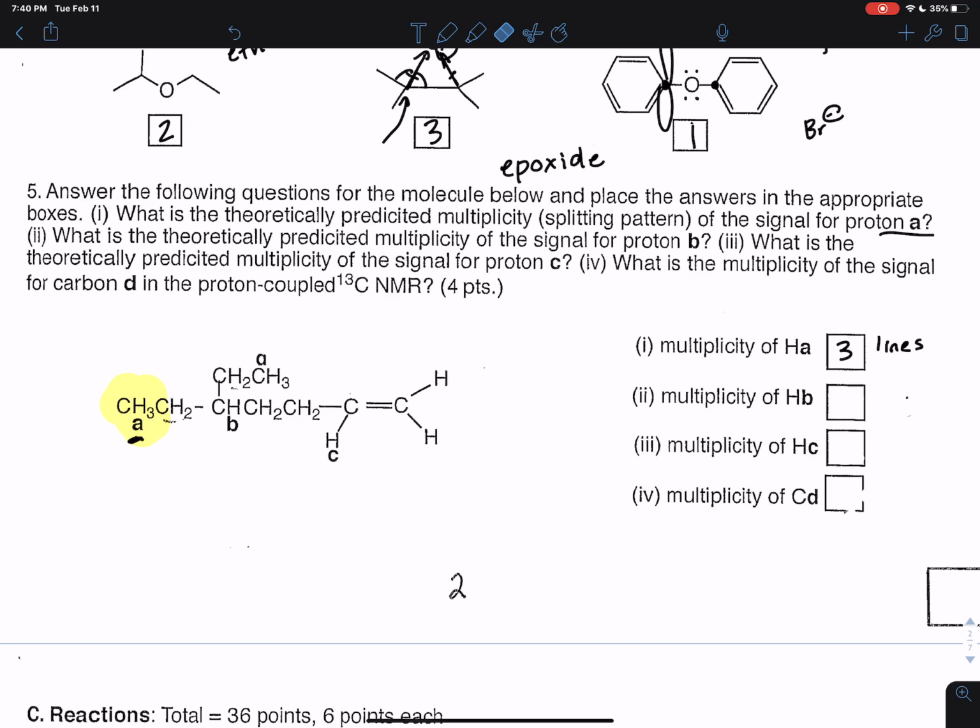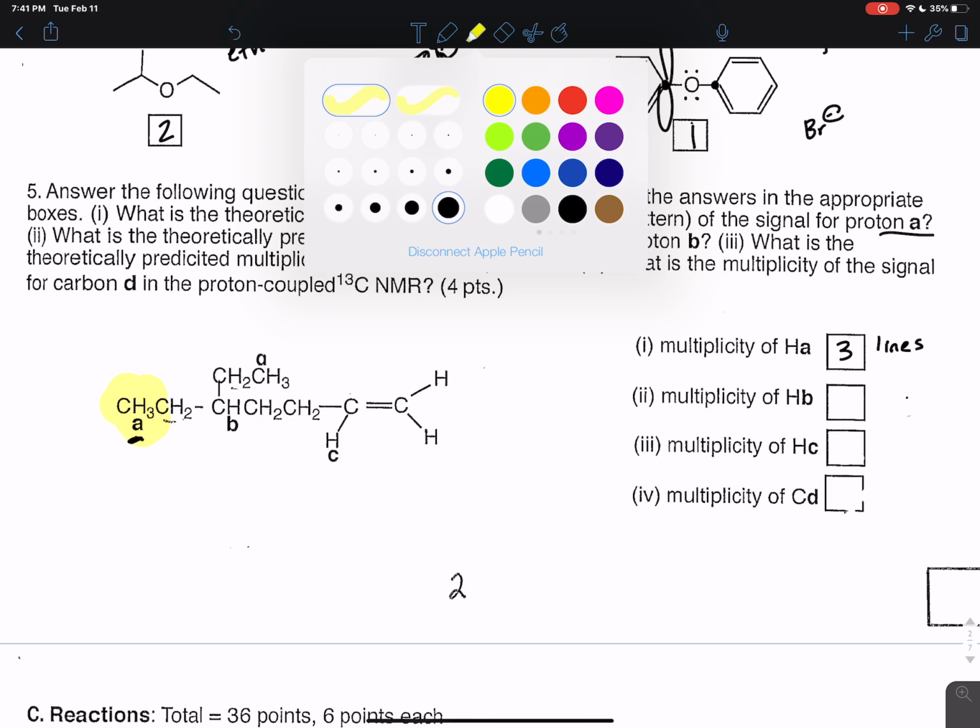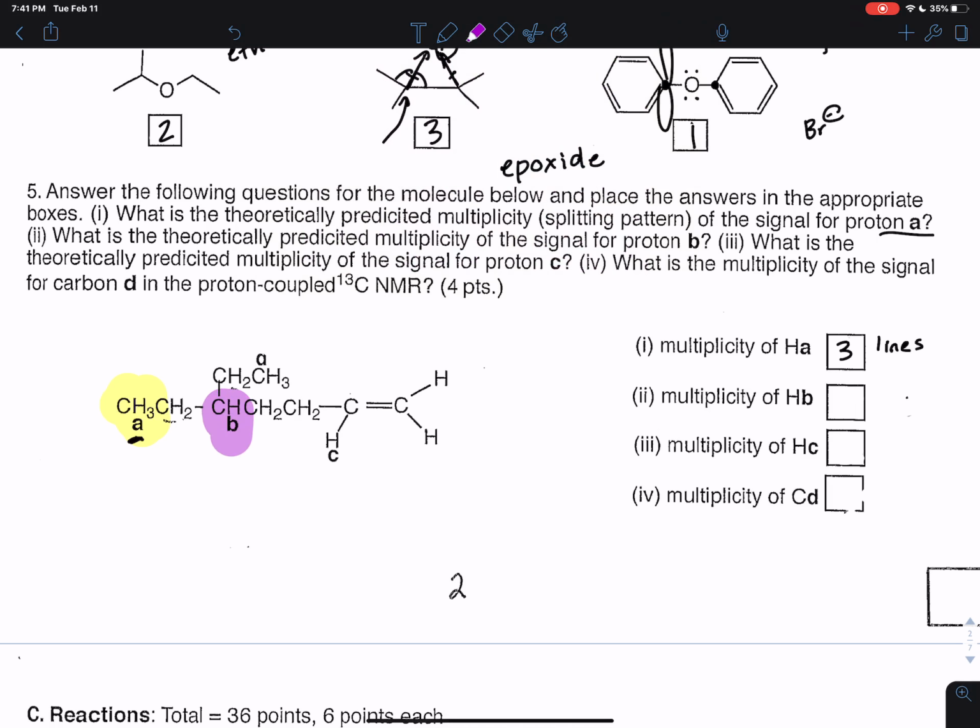What is the theoretically predicted multiplicity of the signal for proton B? Let's do a different color. Proton B has a lot of neighboring protons, right? If you were looking at the spectrum itself, you would see a lot more splits. So we want to figure out theoretically how many there should be. Let's look at the protons to the left of proton B. How many do we have? 2. So we're going to do 2 plus 1.